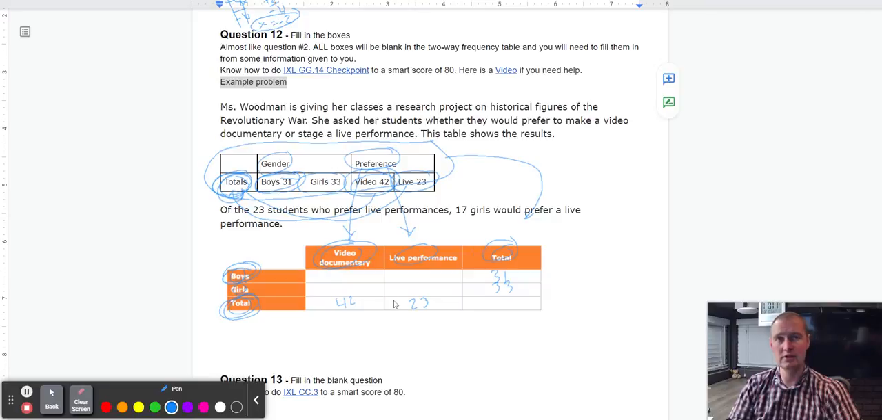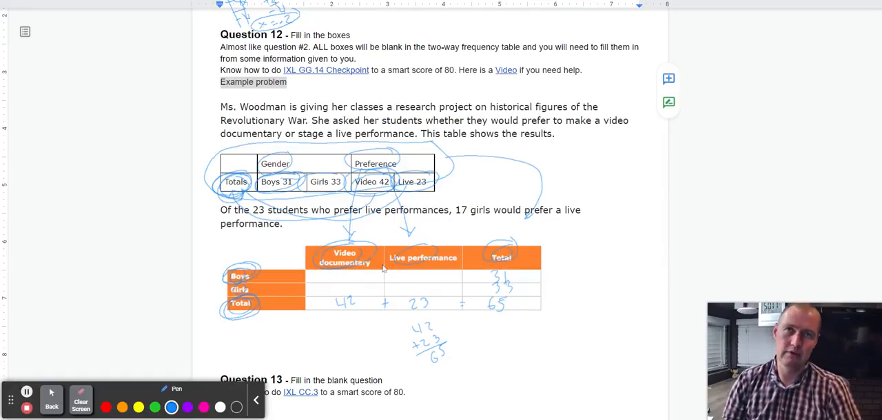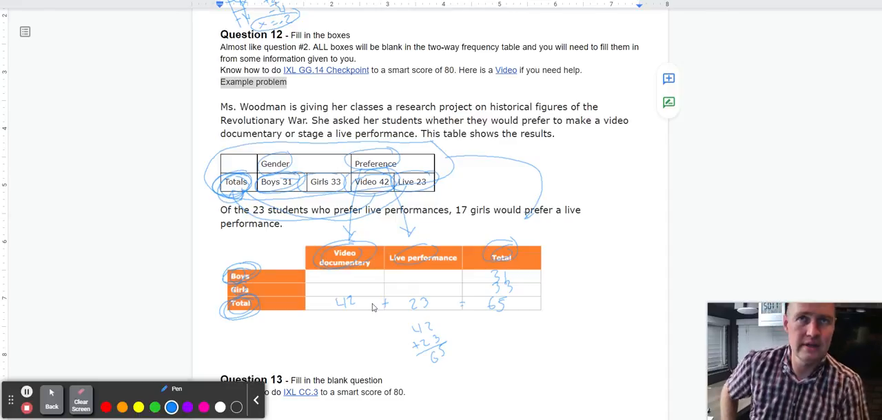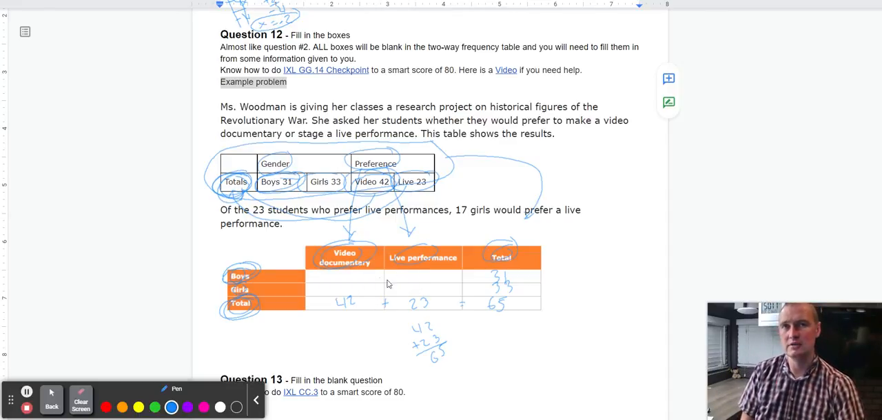So now what you can do is figure out how to fill this out. Notice that 42 plus 23: 2 plus 3 is 5, 4 plus 2 is 6. So we are going to have a total of 65 here. Now we have 5 boxes filled out. But the problem is we have 4 boxes here that are undetermined, which makes it pretty tricky.